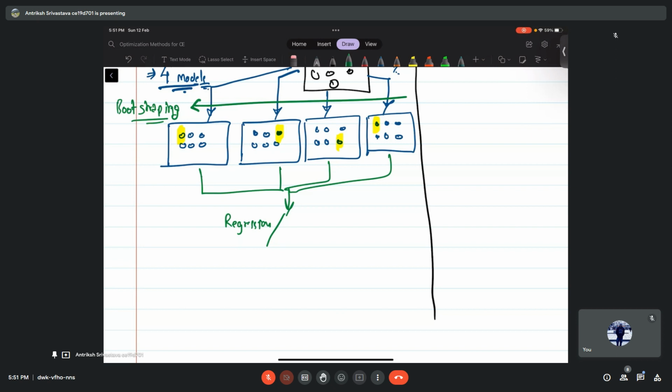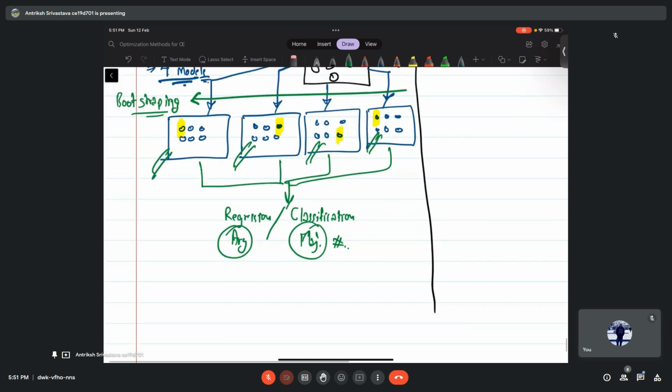And there comes the limitation of bagging: it is not going to give you the actual thing, it is going to give you more or less an average output of all these small training models. Regression gives the average, and classification gives the majority. So this is one of the limitations of this model.